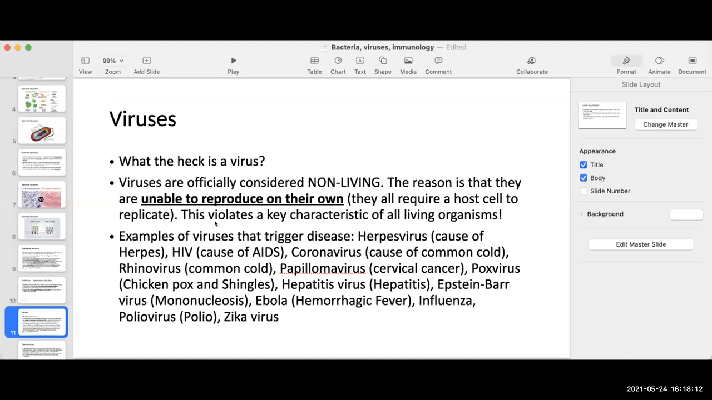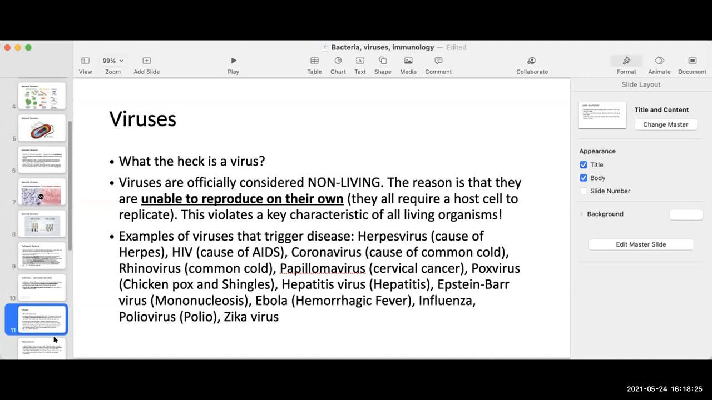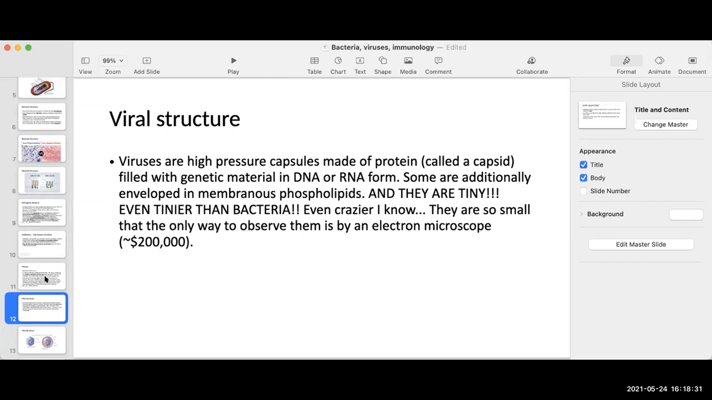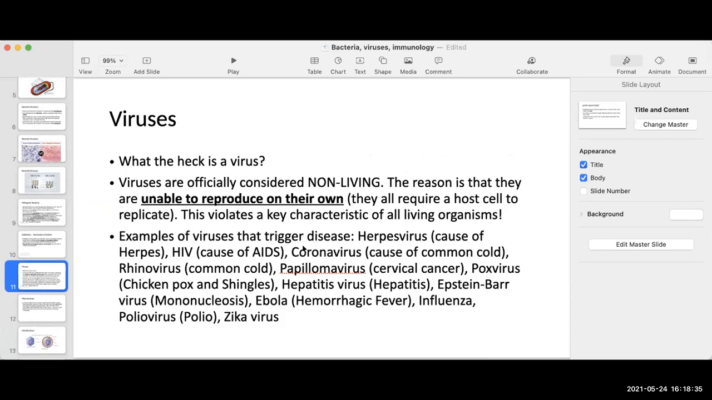What the heck is a virus? Anyone know? Well, a virus is an infectious particle. It's a particle extremely small. And we're gonna look at the actual structure of viral particles, or virions as they're sometimes known, in a moment. But they're non-living. And the key reason for this is that they cannot reproduce by themselves. They need a host in order to make more copies of themselves.